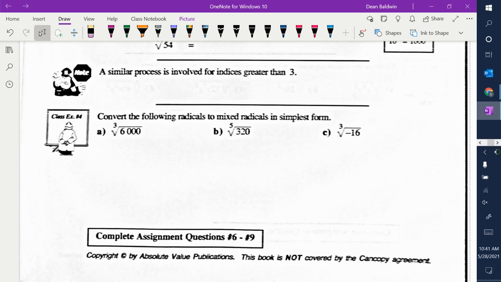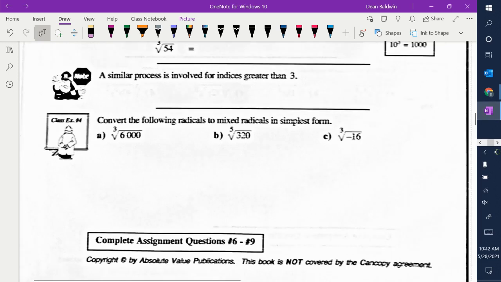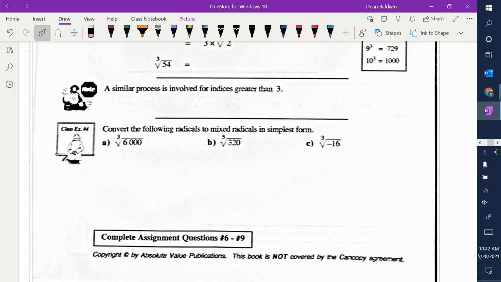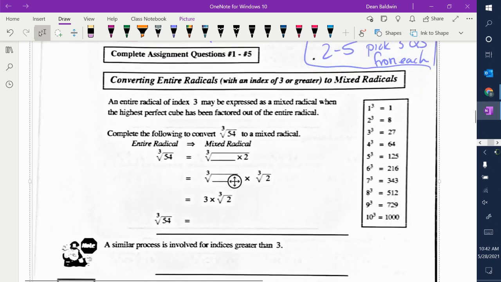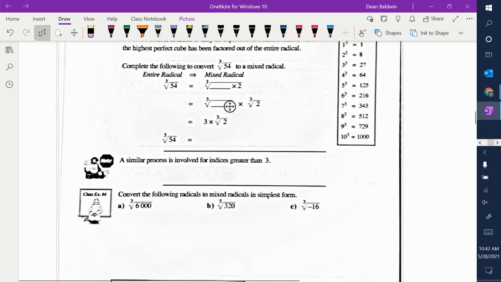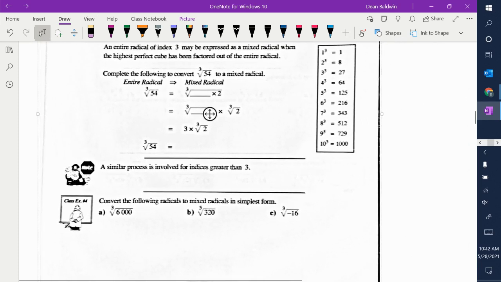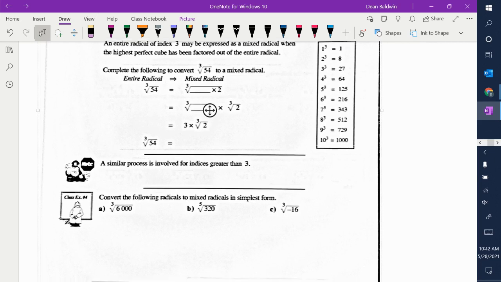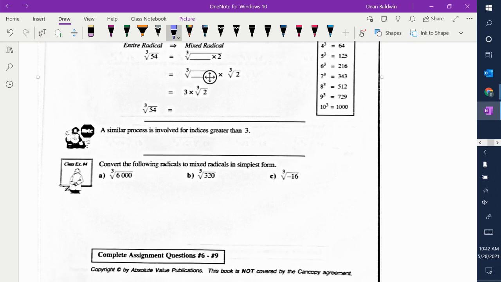So, we have index numbers of 3 and 5 here. So we'll do it with the perfect, now we're not looking for perfect squares, we're going to look for perfect cubes, okay? And they're actually listed right there on the side. See if I can keep them both on the same screen. So, at the bottom here, 6,000.